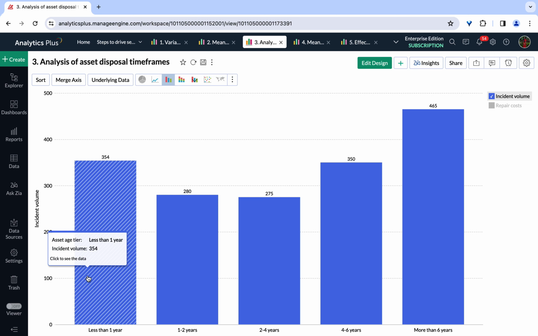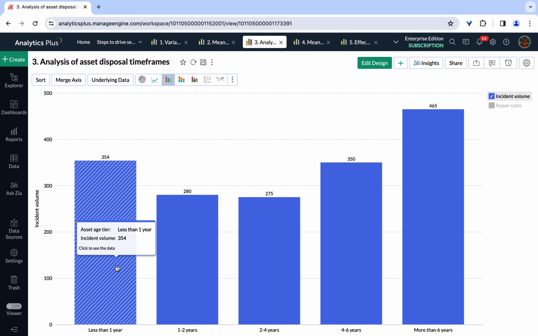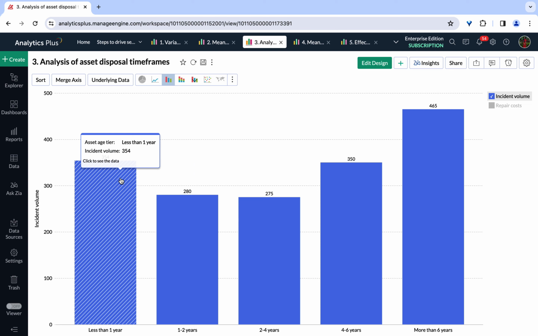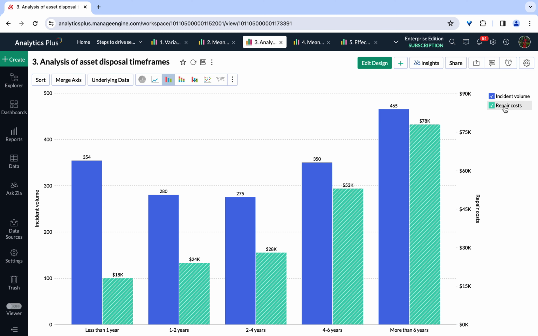But as you can see here, there's a high volume of incidents originating from the lower tiers. Now, most of these incidents, especially when originating from the lower age tiers, could simply be mere configuration issues or even incorrect usage by users. So to gauge the impact of these incidents accurately, we can additionally visualize repair costs associated with each asset age tier in the same analysis.